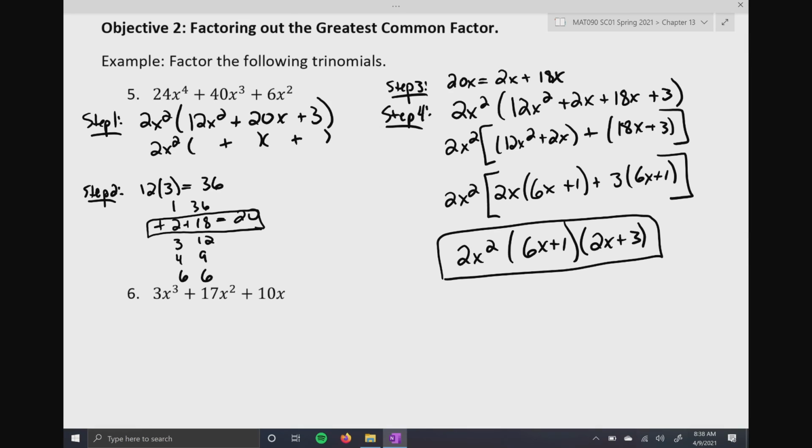All right. How about you do number 6 for me? Now, number 6, there is a GCF, so be careful. Just don't dive straight in.